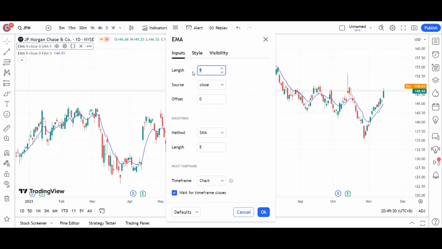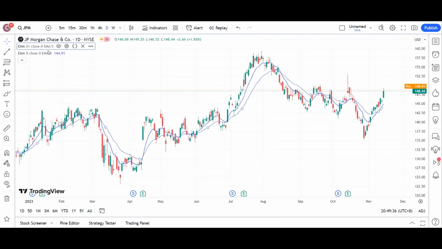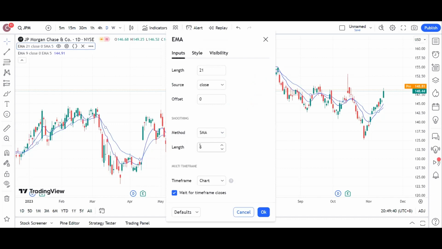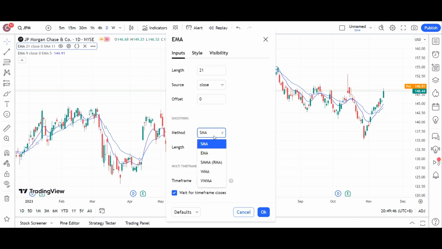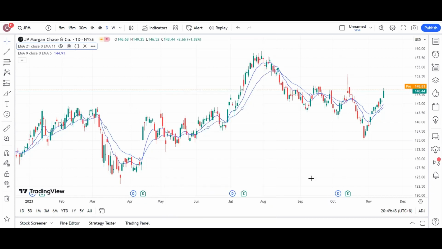Let's see whether TradingView will change it for us. They won't. This one I changed to 21 EMA, but the smoothing is still 5, so I need to change it myself. So 21 plus 1 is 22, so 11. Okay, enough of all this calculation, sorry. All right, so EMA: you have the formula, you have EMA.